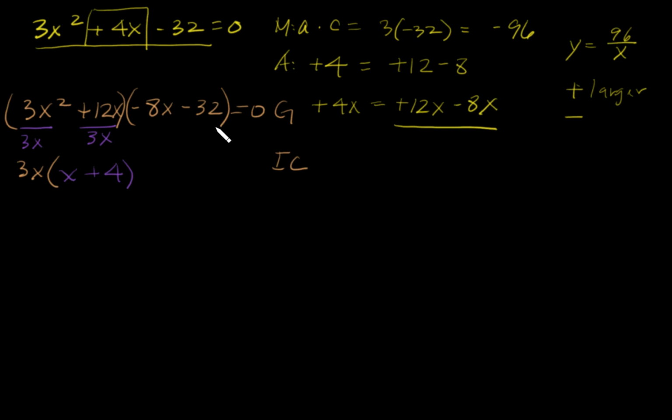Over here we have a negative 8 and a negative 32. What they have in common is a negative 8. And you want to take a negative out because we're going to try to make this binomial, whatever is left over, look like x plus 4. If you take out a positive 8 like that and we divide this by positive 8, divide that by positive 8, you end up with a negative x minus 4. And that's not what you want. You want an x plus 4.